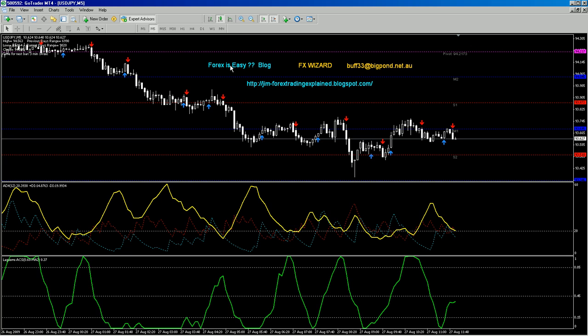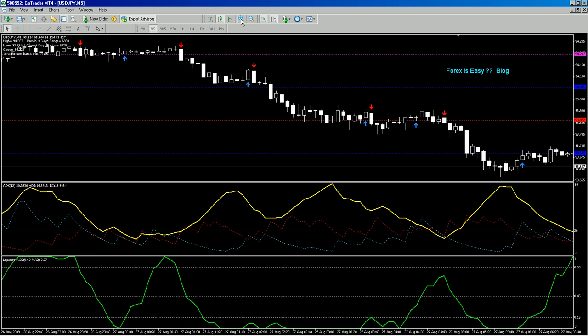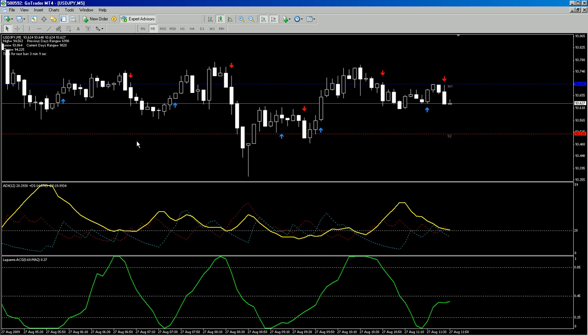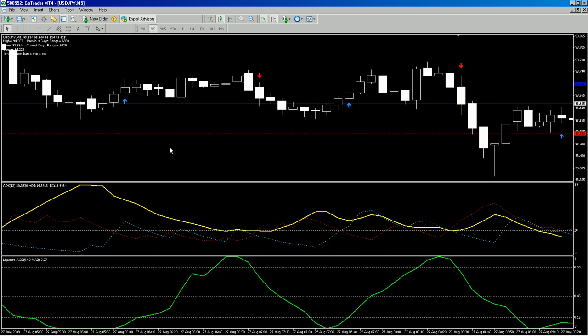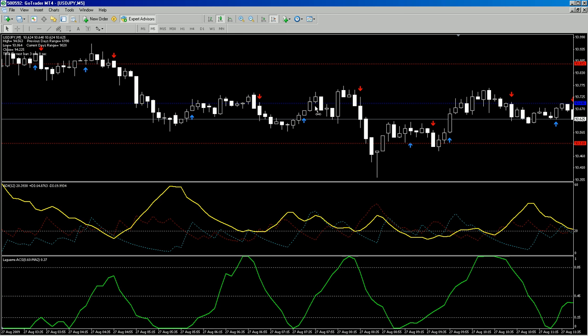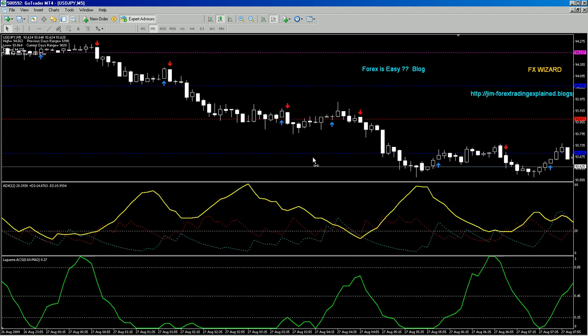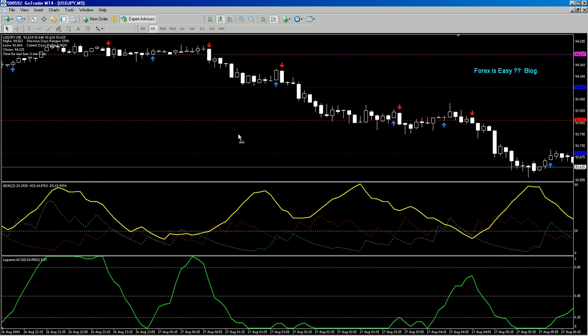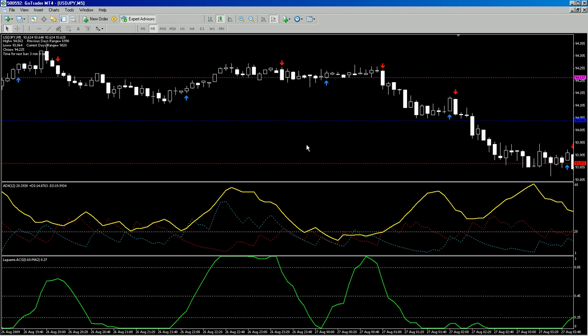Now I'll just make my chart a little bit bigger so it makes it a bit clearer, and I'll explain how I interpret the signals on the ADX. Now the pivot lines are also on the chart. That's a part of the FX Wizard setup. Now what we're looking for on the ADX, see this white dotted line along here through the middle of the ADX? That's set at the level 20.